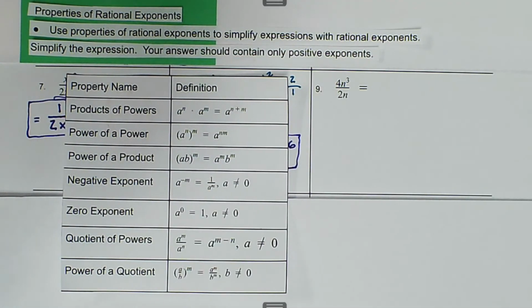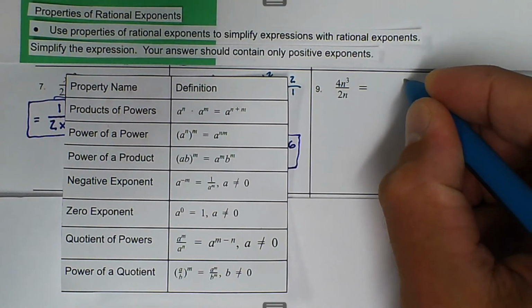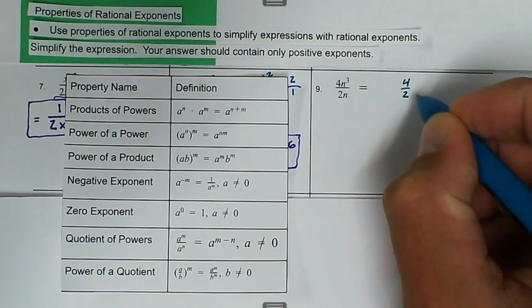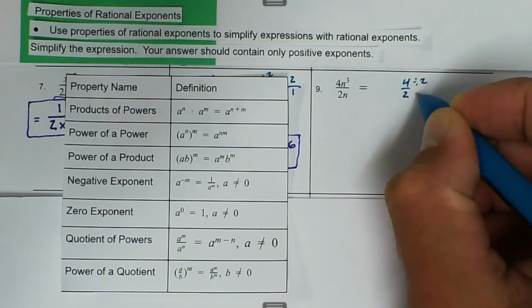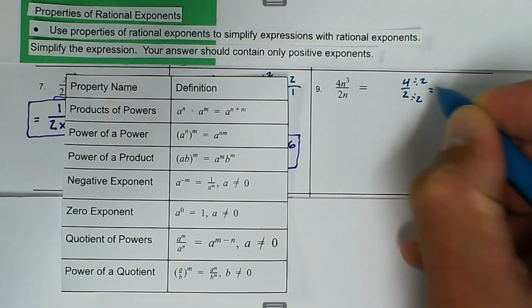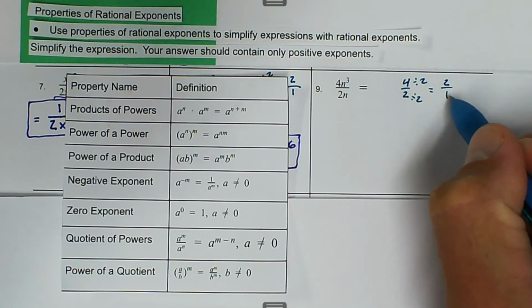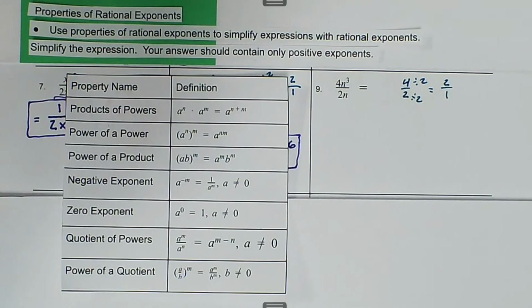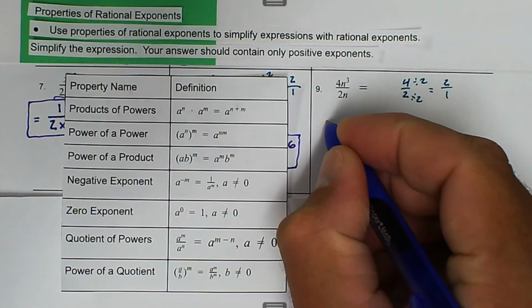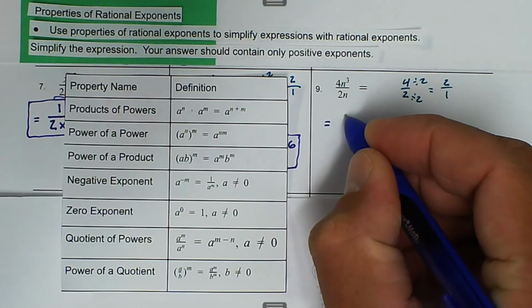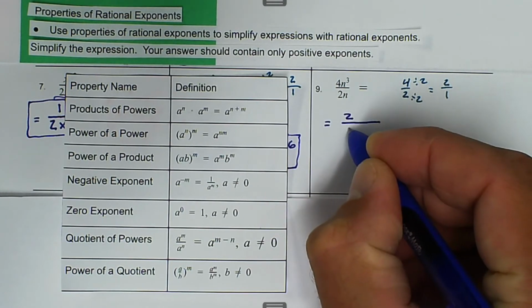Same thing here. We have 4 times n to the third divided by 2 times n. So the first thing I want to do is reduce my coefficients. These are both divisible by 2. So 4 divided by 2 is 2, and 2 divided by 2 is 1. So my coefficients have been reduced. So that's going to be 2 over 1.